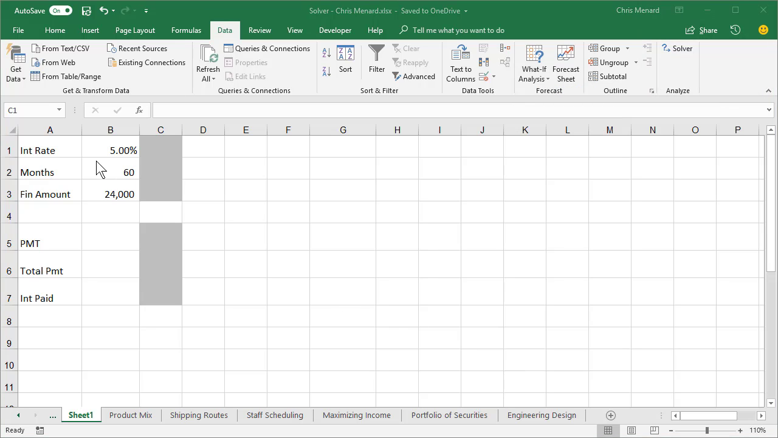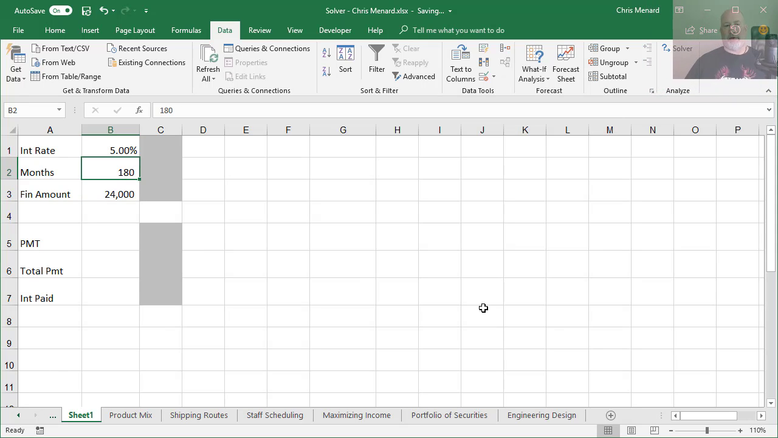I've got in column A, interest rate, months, finance amount. So this could either be a car note or a house note. If it was a house note, 30 years times 12 is 360. If you want to go 15 years, that would be 180, 15 times 12. And then whatever your finance amount is for your house. So this could be a new house note, a refi, or it could be a car, new or used, it doesn't matter. Let me go back and leave it as a car to start off with.